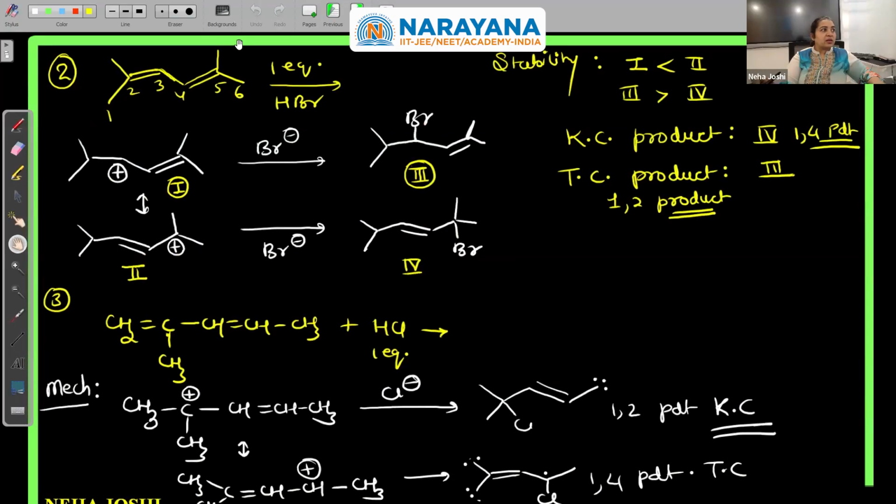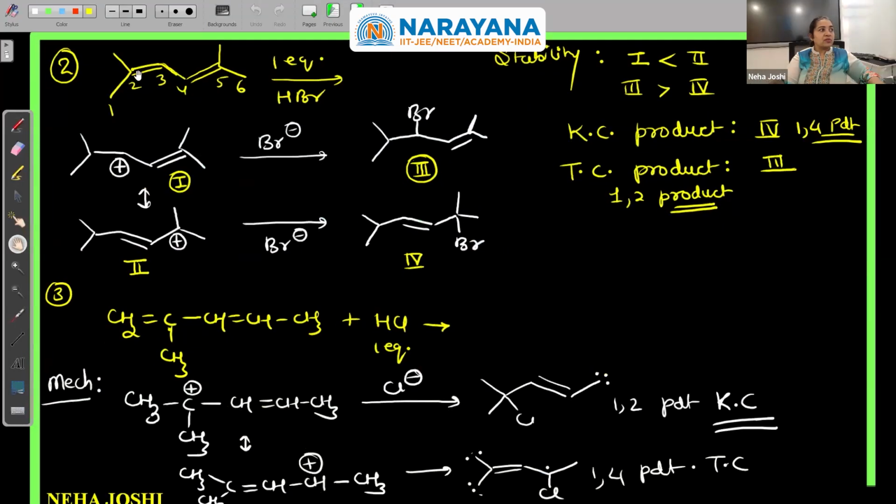Okay, but if there is some difference like this, how to answer? You take this. Now see, there is a difference in 1,2 and 1,4. Right? Again there is an important point. If I attack here for 1,2, I am getting this, and my alkene is more hyperconjugated. If I attack here, my alkene is less hyperconjugated. So the KC product is 1,4 this time, and the TC product is 1,2 only. See, this is 1,2. Is that absolutely clear?